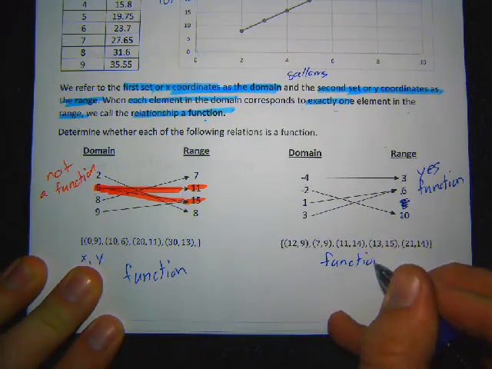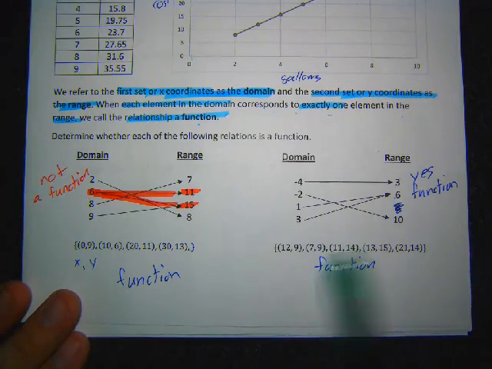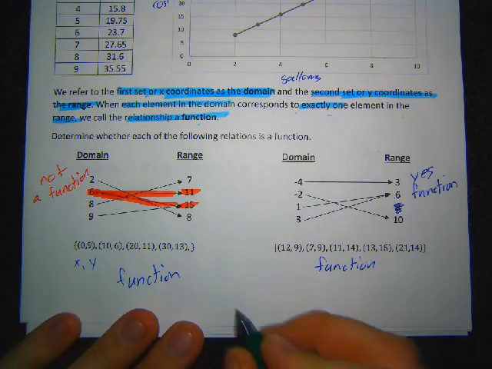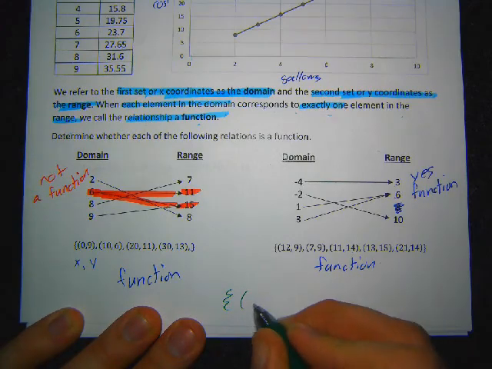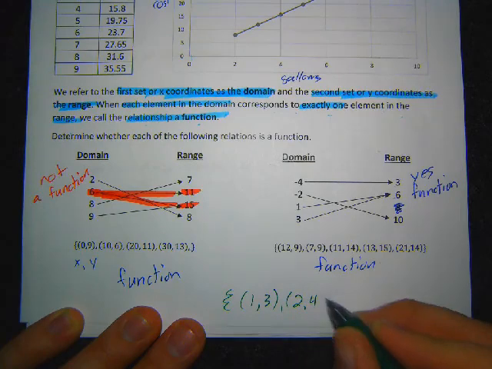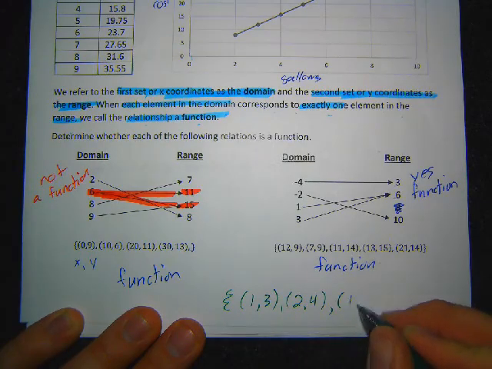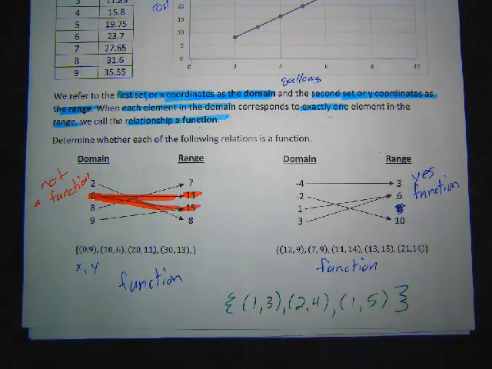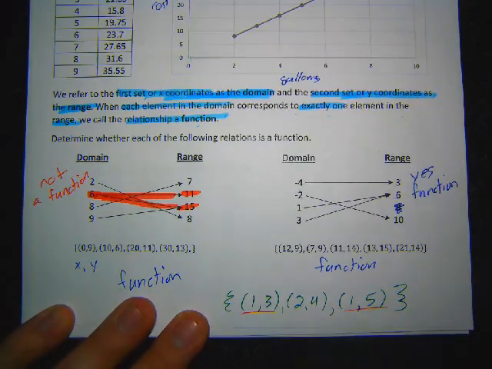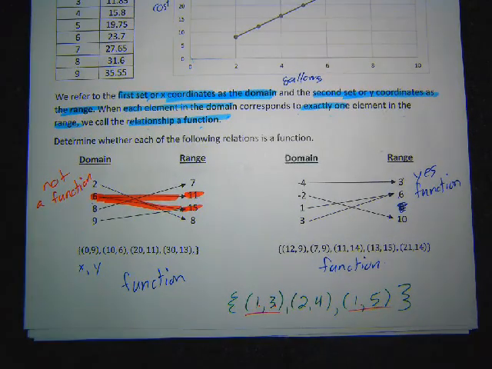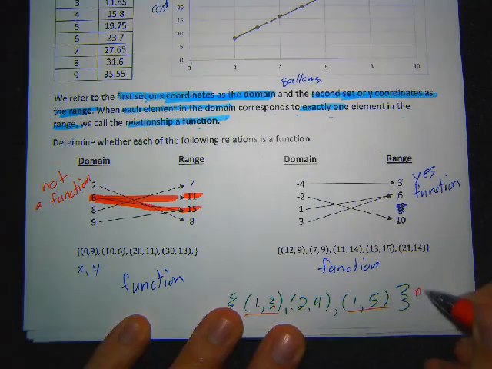So you're wondering, okay, what would it look like if we had a set of ordered pairs that wasn't a function? Well, a set of ordered pairs that's not a function would look like this. You might have 1 goes to 3, 2 goes to 4, and then you might have 1 goes to 5. And this would not be a function because 1 is going to two different results. We have 1 going to 3 and 1 going to 5. Since that input 1 has two different outputs, this one is not a function. That's what we're looking for.